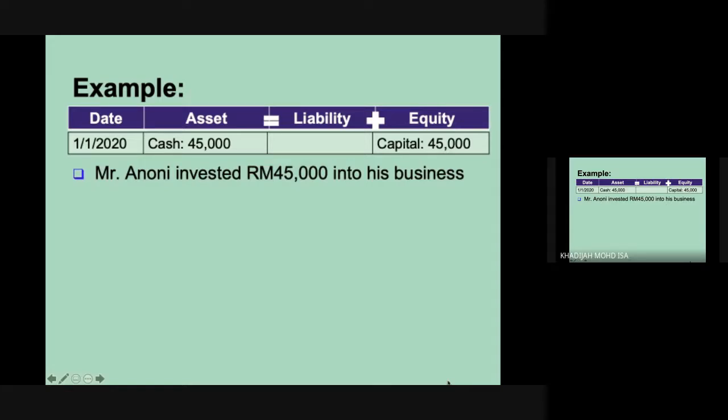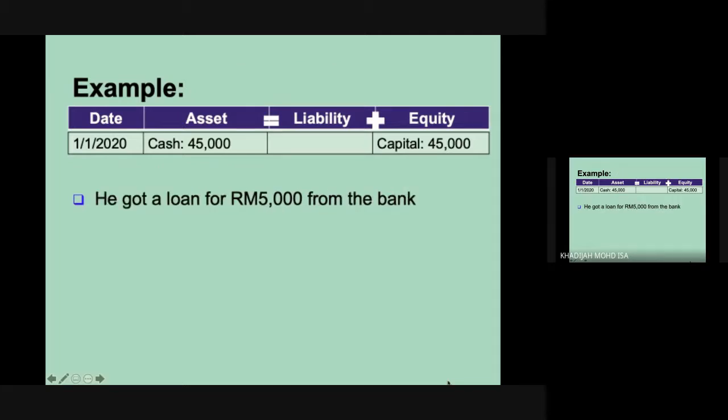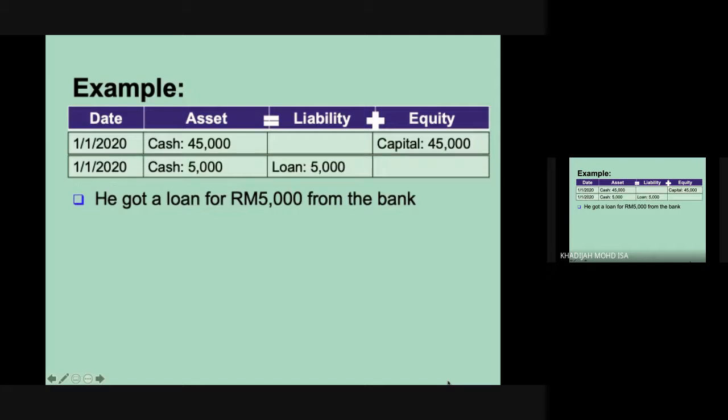So you have that 45,000 on both sides. Next, we have got a loan from the bank. When you get a loan from the bank, it means your cash increased by 5,000, but that loan is also a liability. So you have to record that you receive cash, which is an asset of 5,000, and at the same time, that 5,000 is a liability, right?